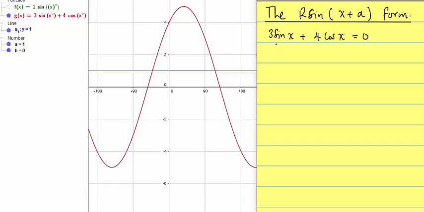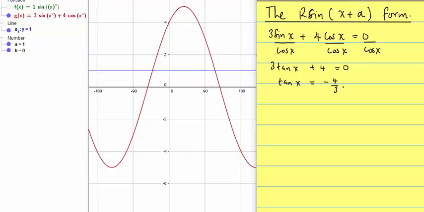Suppose a solution to the equation 3 sin x plus 4 cos x is equal to 0 is required. We could reduce it to a basic one that contains only one trig ratio by dividing throughout by the cosine of x. And this will give us 3 tan x plus 4 is equal to 0. Rearranging that equation to isolate tan x will give us minus 4 over 3. Now we can solve this equation with ease.